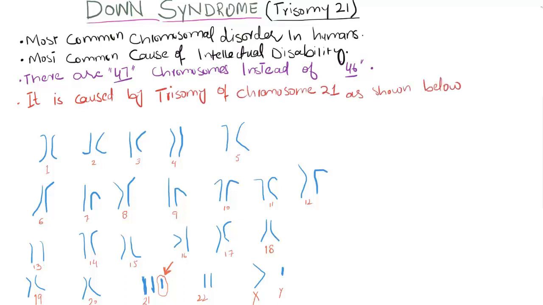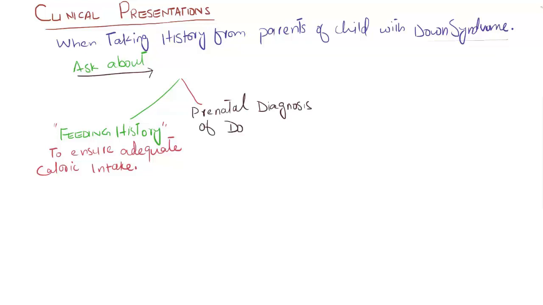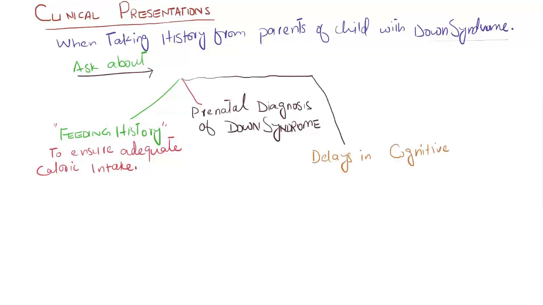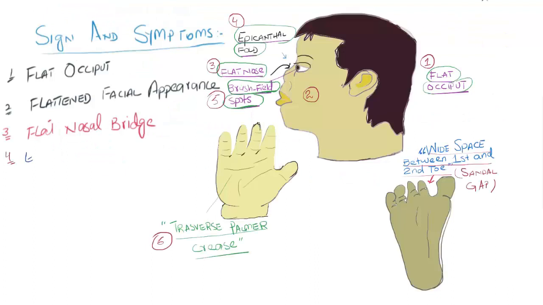When taking history from parents of a child with Down syndrome, history should include feeding history to ensure adequate caloric intake, and prenatal diagnosis of Down syndrome history. If there is any delay in the cognitive abilities, ask about the delay in expressive skills. Now, what are the signs and symptoms of Down syndrome?